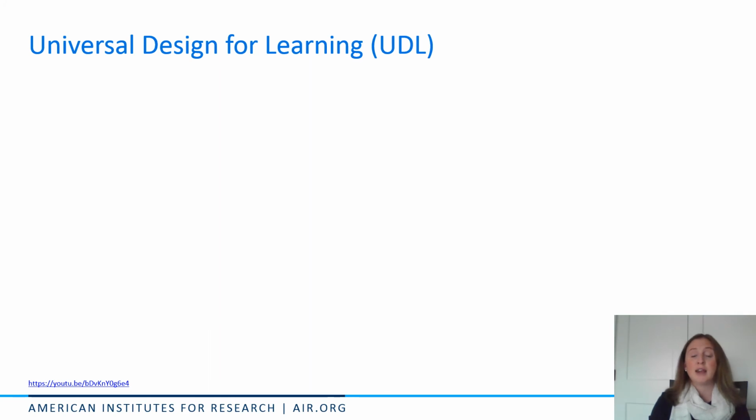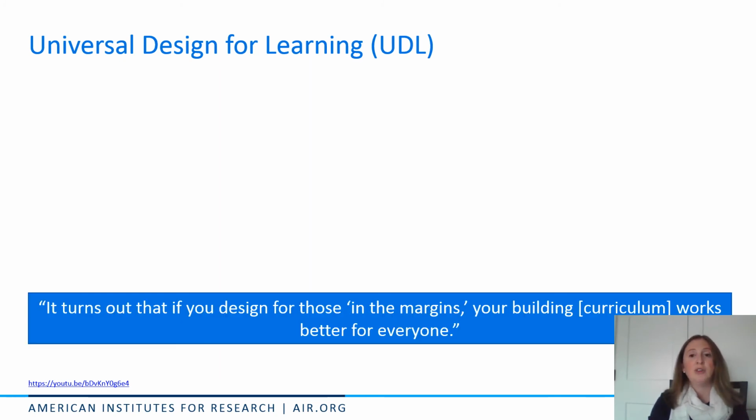A building designer recognized that some features of buildings weren't accessible for certain individuals and sought to change that. That's why we have wheelchair ramps, curb cuts, elevators, escalators, buttons to open doors, and even braille on signs, in addition to other features. And it turns out that if you design for those in the margins, your building works better for everyone. The same is true for curriculum. When we universally design for our students in the margins, such as our multilingual learners, our differently abled students, and students with gifts and talents, we can ensure our curriculum works better for all learners.